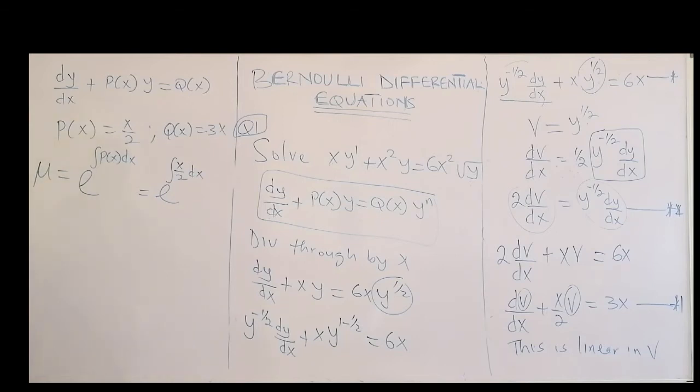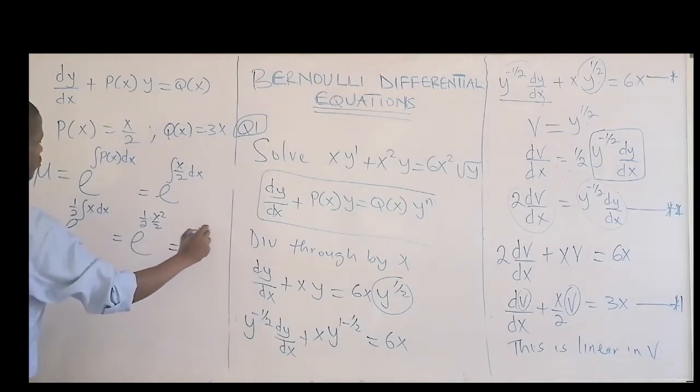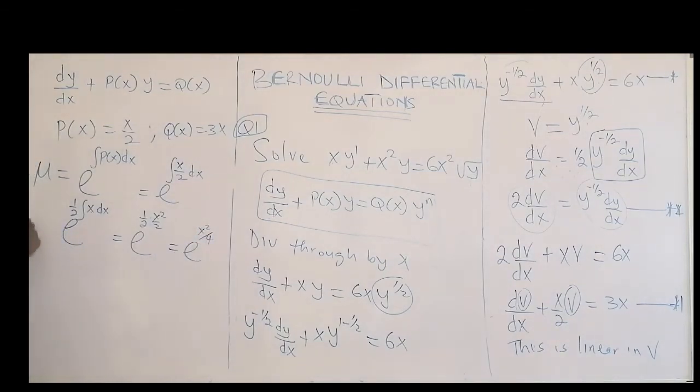Yep, and then we can take the 2 outside, which will be equal to e to the 1 over 2 integral of x dx, which will be equal to e to the 1 over 2 times the integral of x, which is x² over 2. So this will give us e to the x² over 4. That's the integral factor.